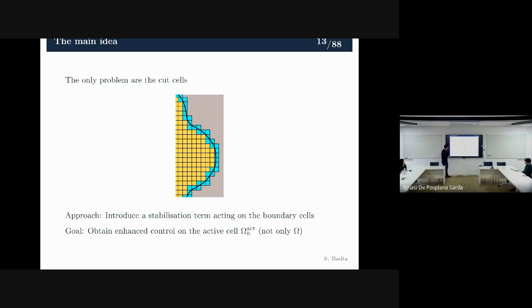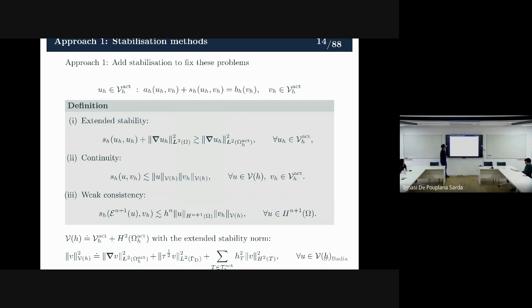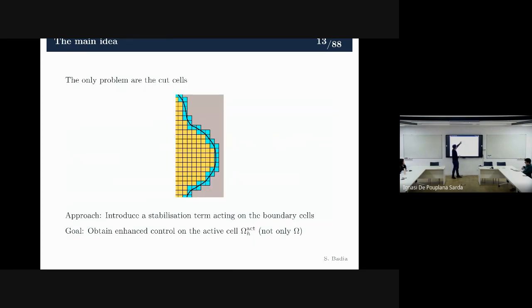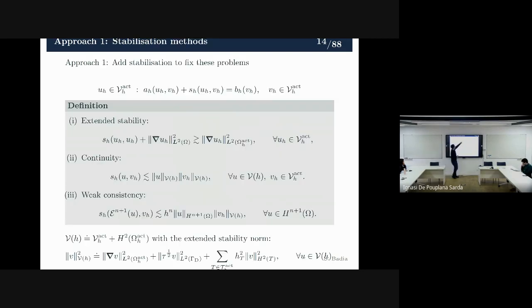Okay, so we need to design a term that we are going to add to our problem. Again, these are the finite element spaces, standard finite element spaces on this mesh with these two sets of cells. But we're going to add here a stabilization term that has to enjoy some properties. From, let's say, quite an abstract point of view, the idea is that we need to add something. I put here this for the Poisson equation, but you could do something similar for elasticity or other problems.